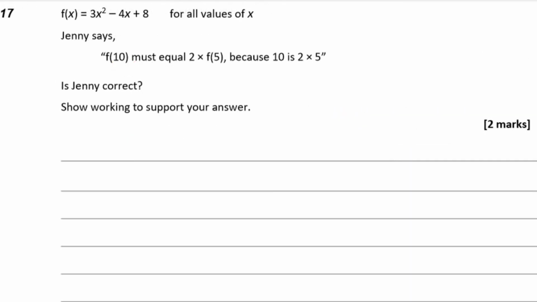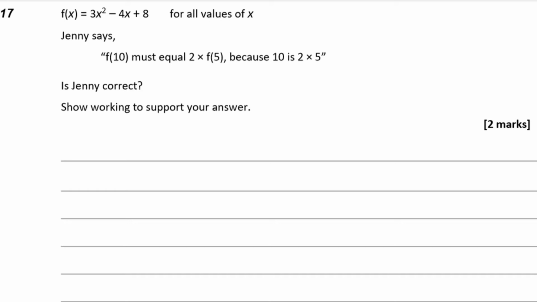Question 17, f of x equals 3x squared minus 4x plus 8 for all values of x. Jenny says f of 10 must be equal to 2 lots of f of 5 because 10 is 2 times 5. Is Jenny correct? Show working to support your answer. Well, I know it isn't going to be correct because that would assume that the function was linear. So if you double your input value, you're going to double your output value, which means you have a straight line graph, and you don't have a straight line graph here. It's a quadratic, so it isn't going to be the same. But I suppose I better do some working.